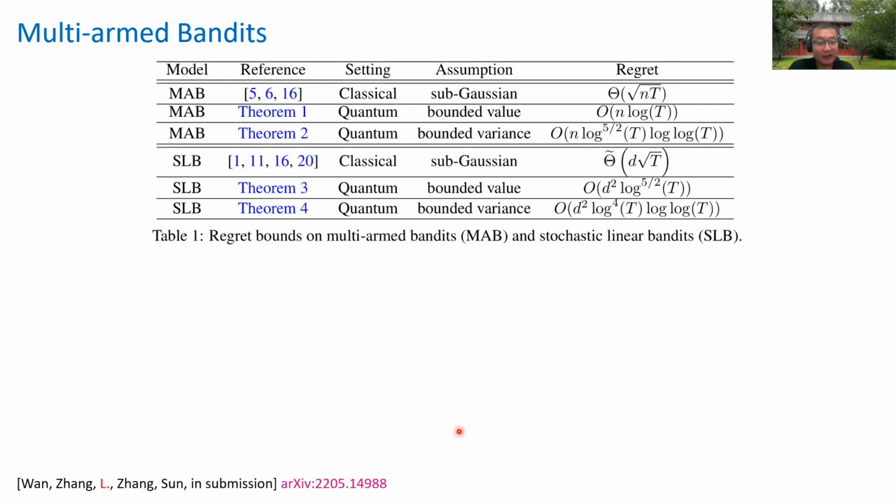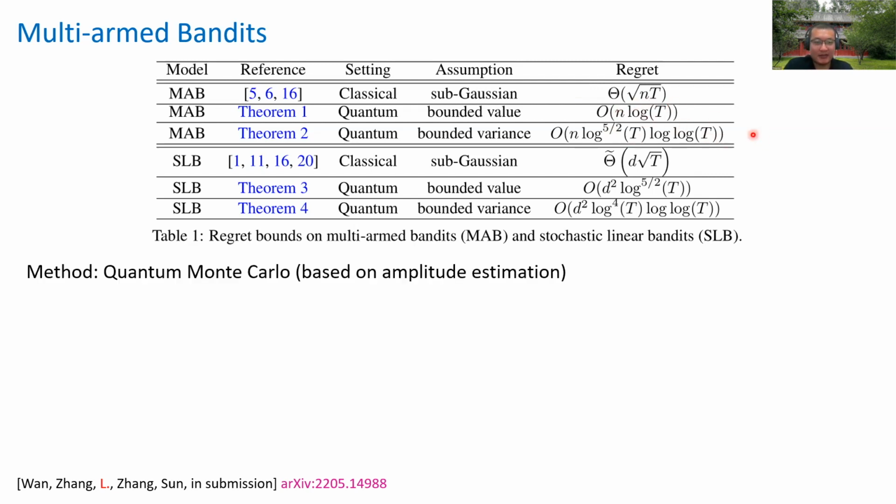For the standard MAB classical case, it is shown that the regret in terms of the number of iterations t is at least square root of t; basically the tight bound is square root of n times t. But quantumly, we can give polylogarithmic regret bounds. This is a significant improvement for such an online learning problem. Also for the stochastic linear bandit, we can give a result with logarithmic regret.